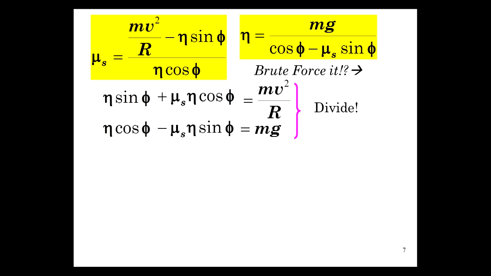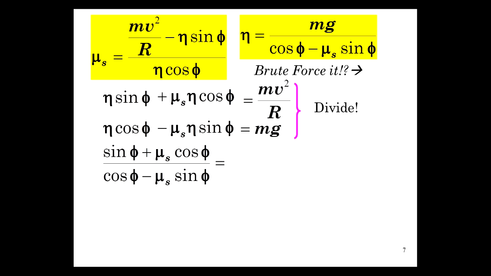Well, let's divide these two. And if we do that, the normal will go away because it's in every term. And over here, the masses will go away. So that'll help us a little bit. Yeah, there it is. A little bit simpler now.